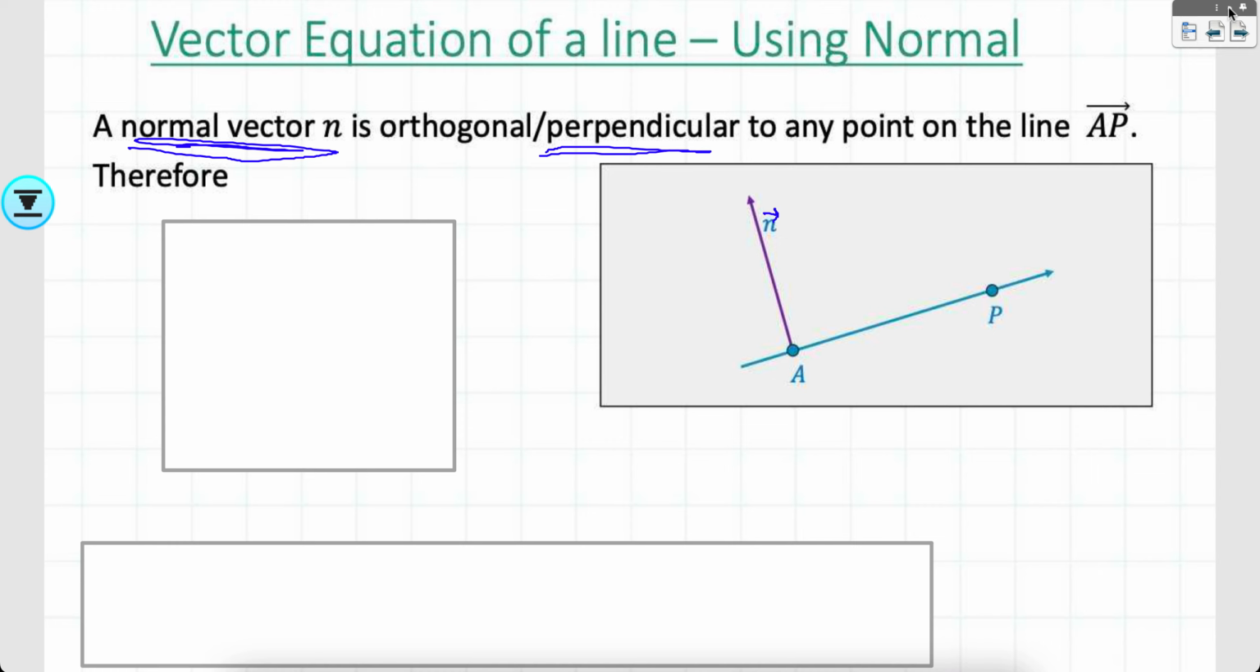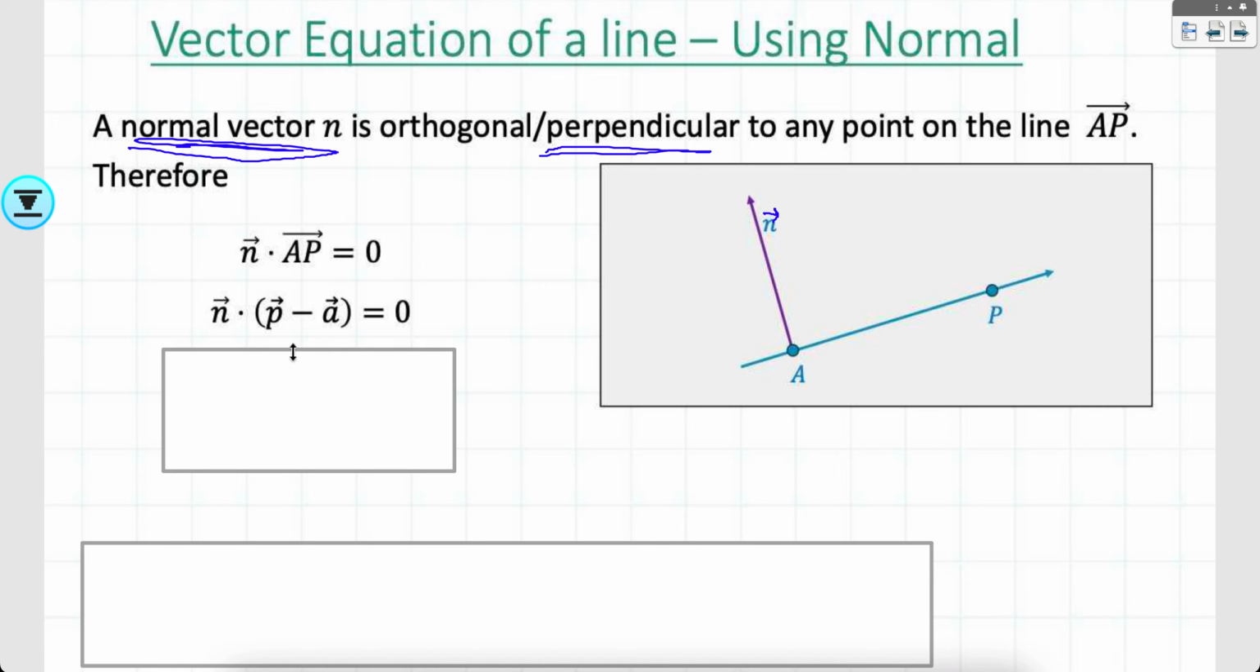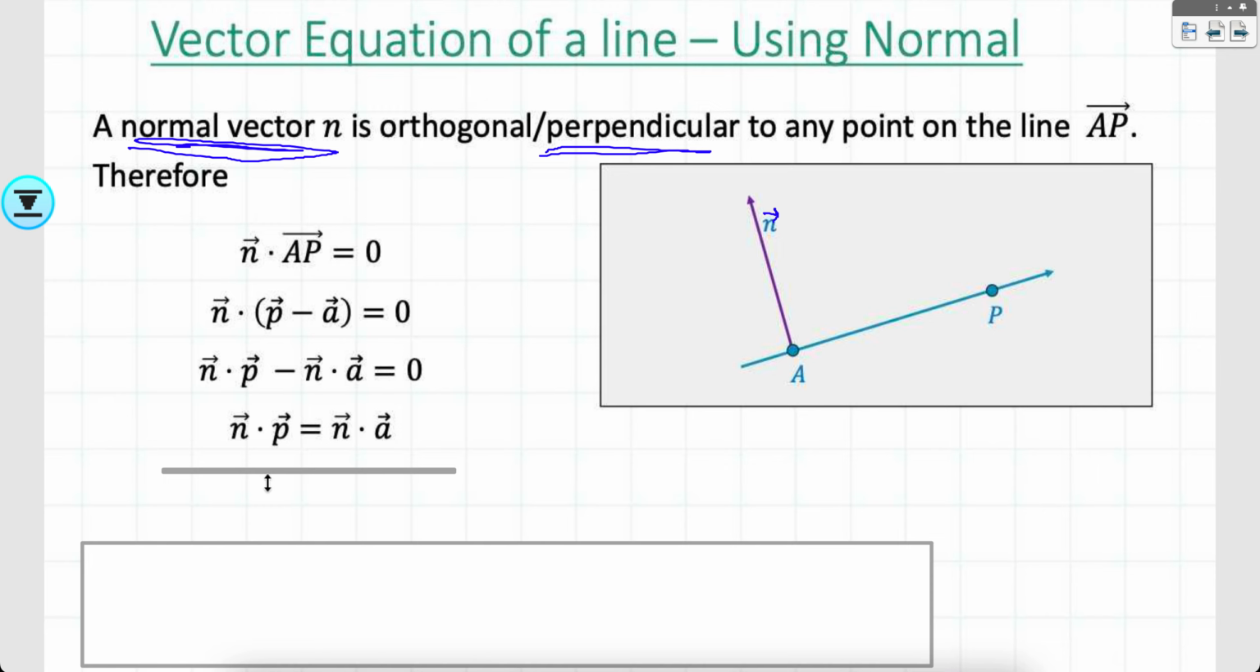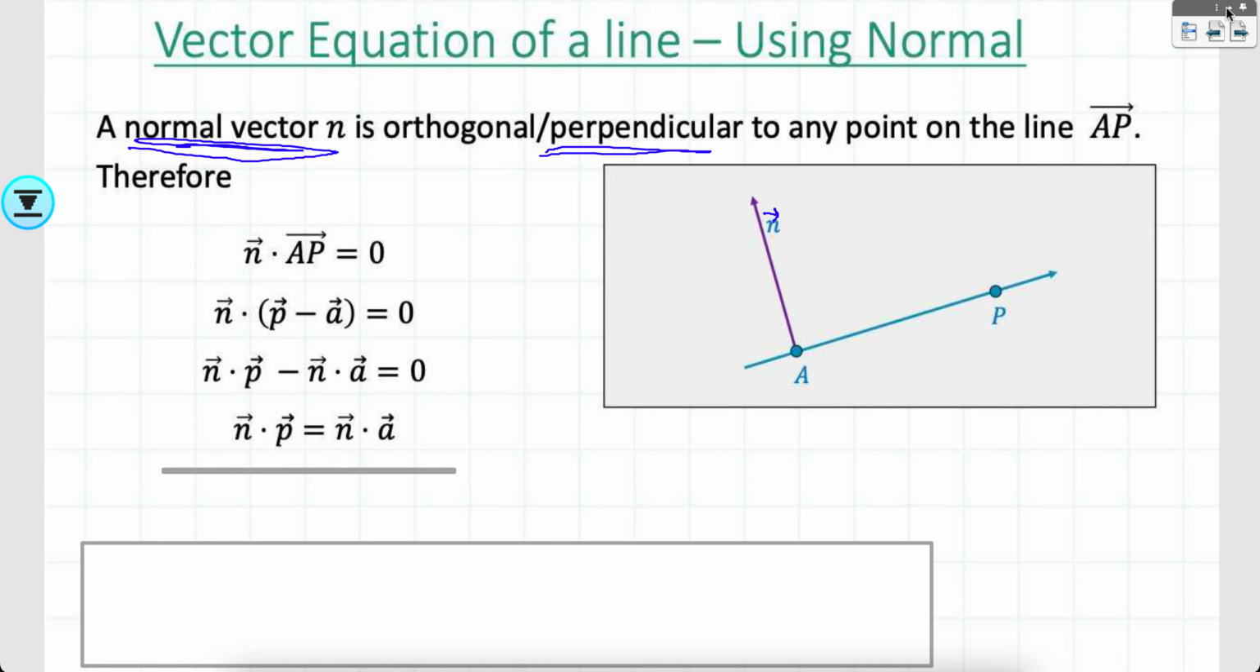Well, let's actually just write out what we know. We know that if two things are perpendicular, their scalar product is 0. So if I take the vector n and the vector AP, I know that their scalar product is going to be 0. Well, AP is just basically vector p minus vector a. And we know from the scalar product properties, I can expand this or distribute this, and I get n·p minus n·a. So scalar products here, and they're equal to 0, so I can move n·a to the other side, and I get this.